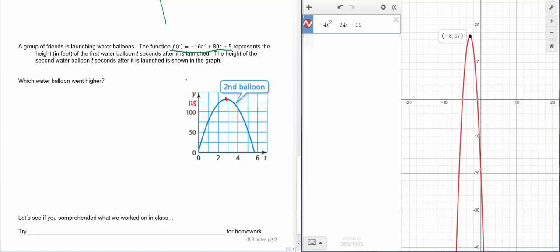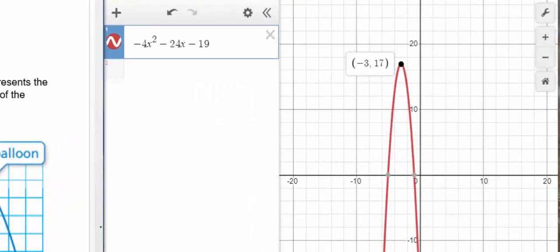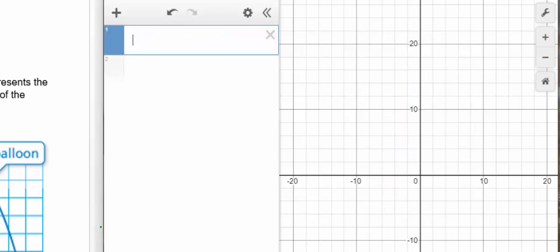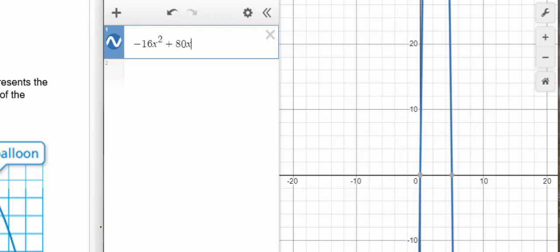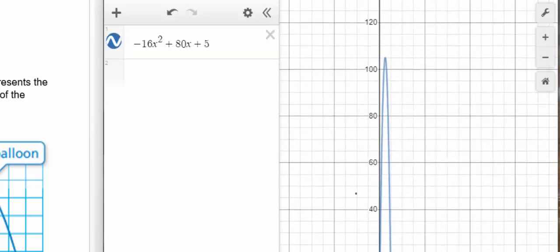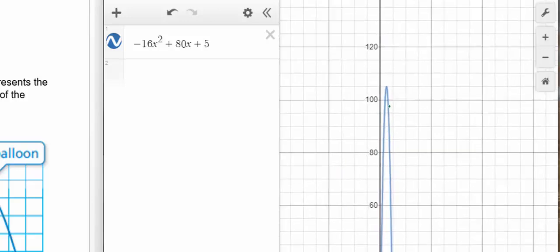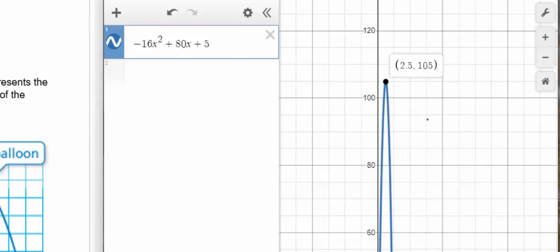To solve this problem, let's find the maximum of the first function, and we should be able to compare them. If they're really close, then we'll have to make an estimate or look at another approach. But let's start by graphing this. I'm going to clear out my old graph and graph this function. Desmos usually likes x better than any other variable, so I'm going to switch the t's to x's: negative 16x squared plus 80x plus 5. I'm going to have to zoom out to try to find the maximum. And I can find the maximum here. It's right here: it has a maximum of 105.